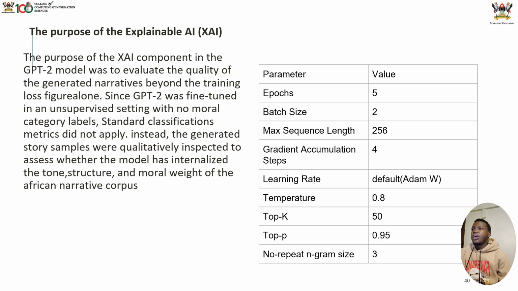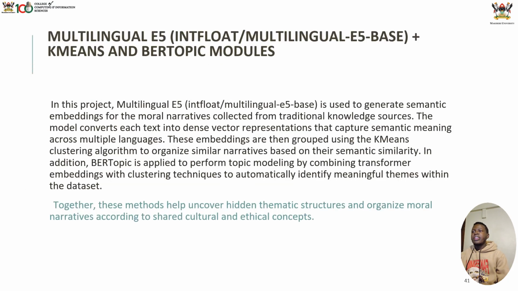When we talk about explainable AI, its purpose is to evaluate the quality of the generated narratives beyond the training loss figure alone. Since our GPT was fine-tuned in an unsupervised setting with no moral category labels, standard classification metrics do not apply. Instead, the generated story samples are qualitatively inspected to assess whether the model has internalized the moral weight.